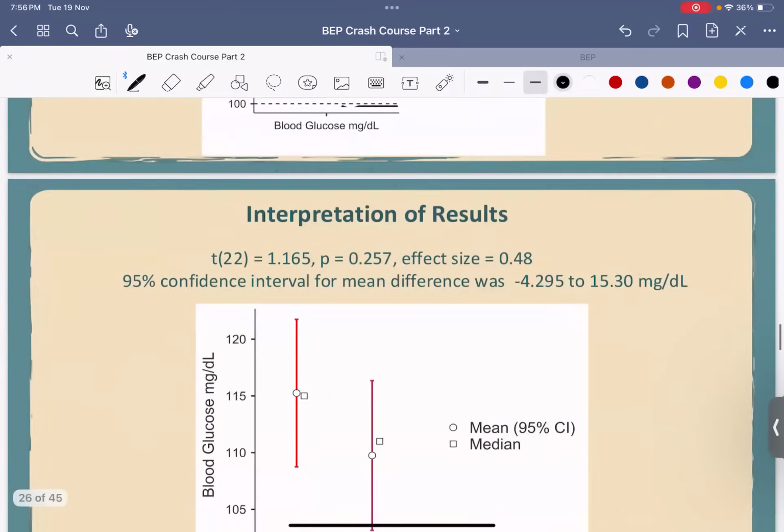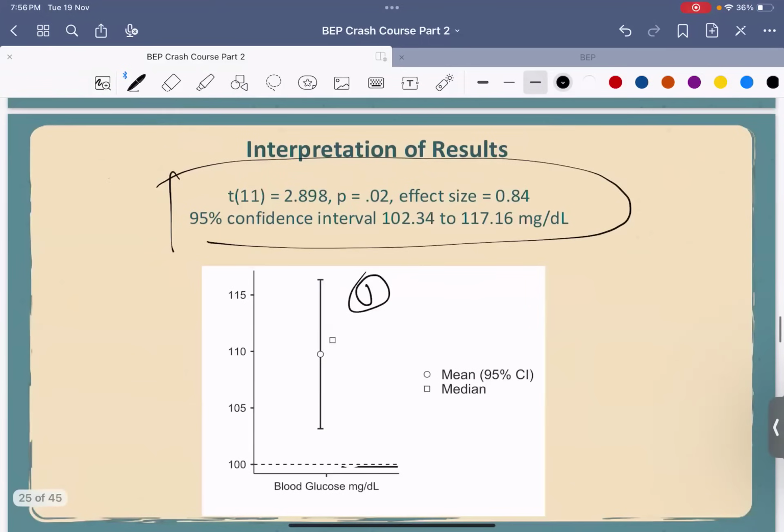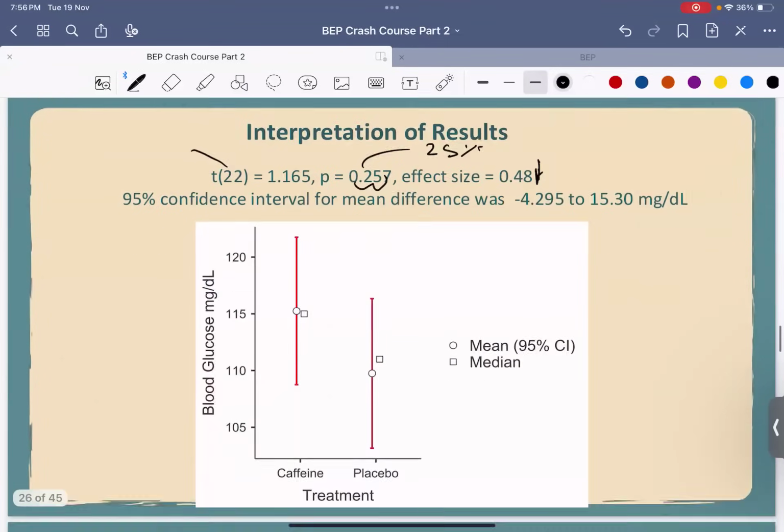Okay, another example. So t22. So what's the sample size? 23. Is this statistically significant? No, because this is 25%, not statistically significant, and the effect size also is very low, much lower than this. Here the effect size is big, which means there's a big difference between the groups, but here the effect size is very small.